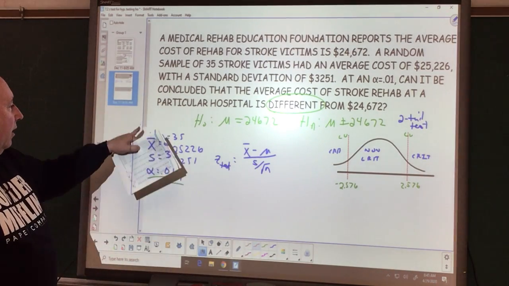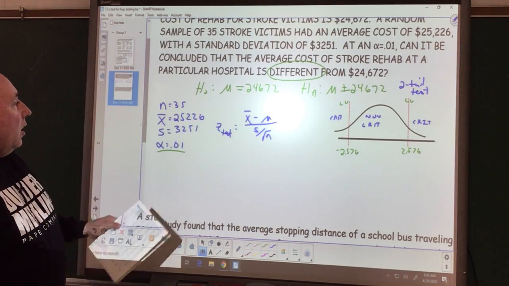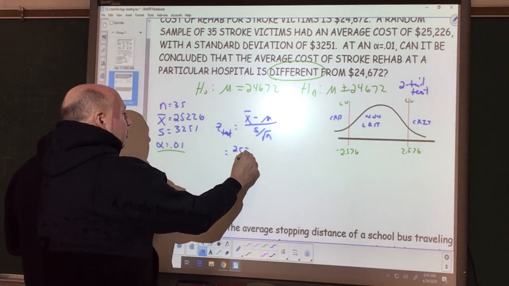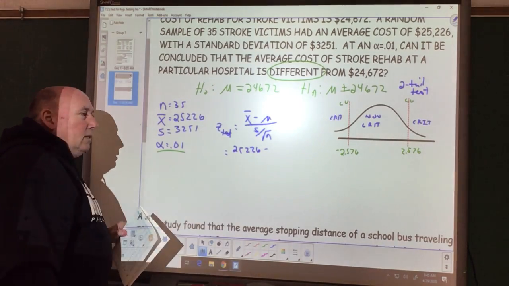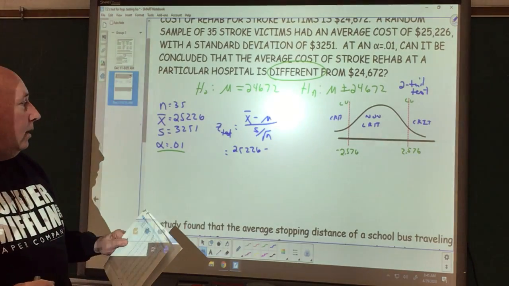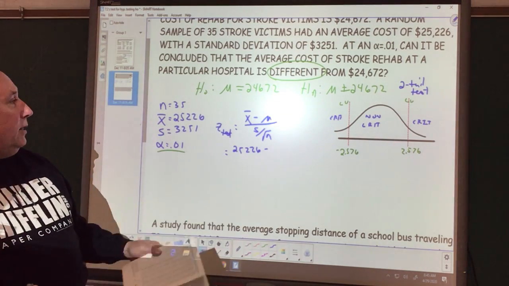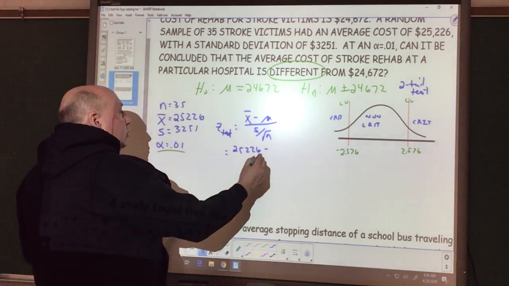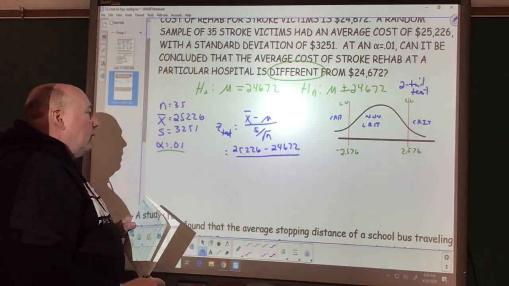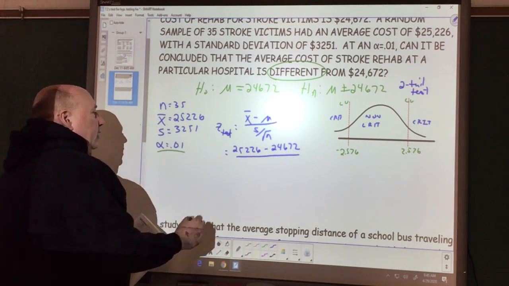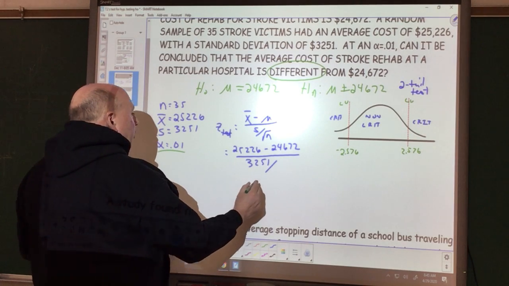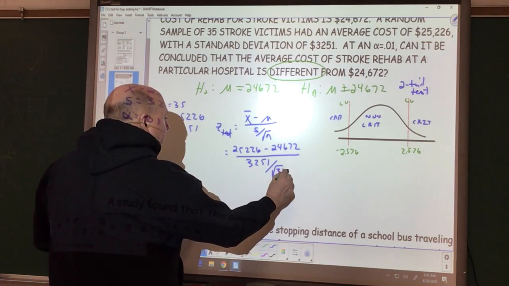So we have to calculate our test value. Our x bar is 25,226 minus, and once again, if I'm going too fast, just hit your pause button. 25,226 minus our mu, which is 24,672. Our standard deviation is 3251 divided by the square root of 35.